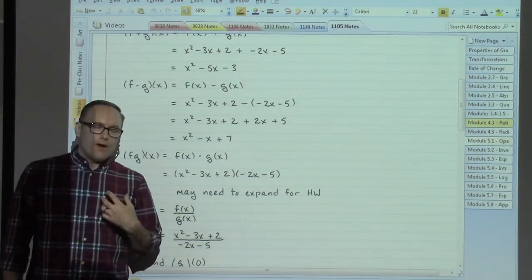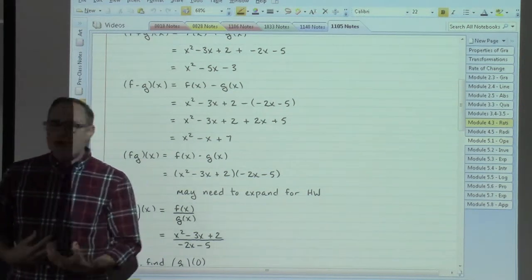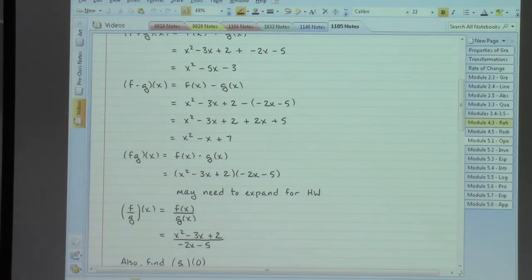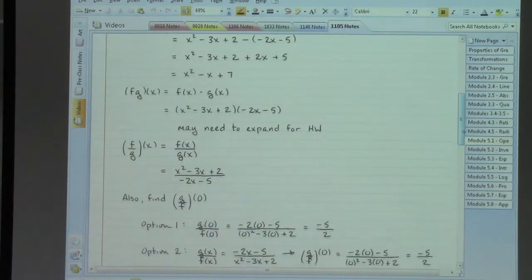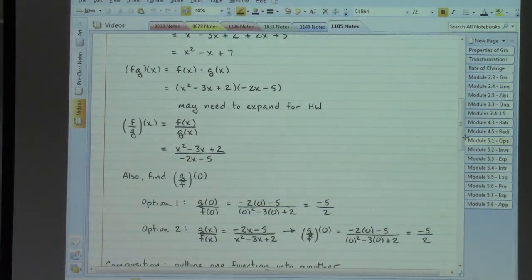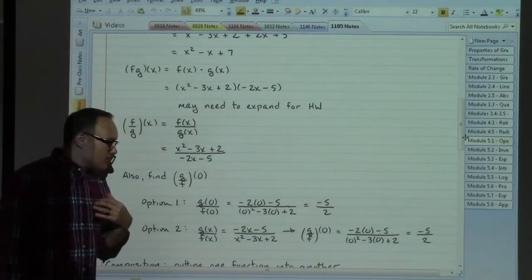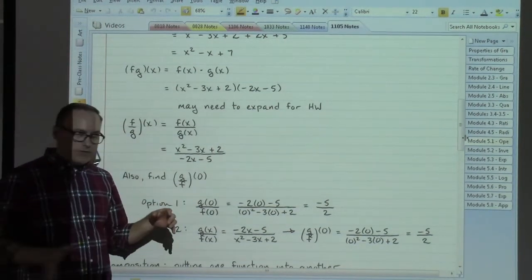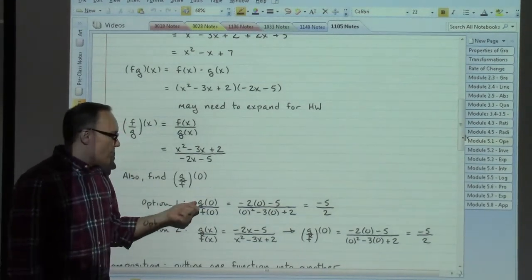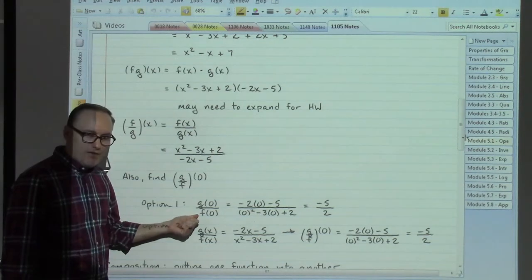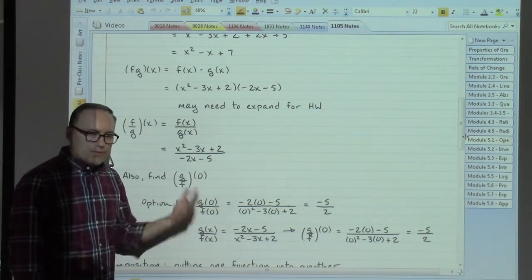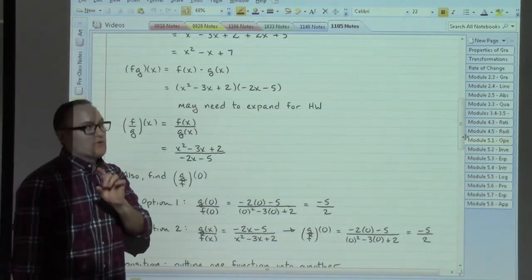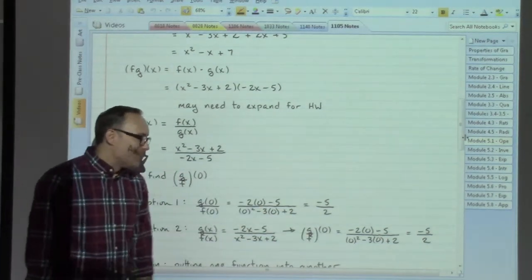Like we had done with our regular old functions, we can evaluate. So you see peeking up down here at the bottom, a little bit of g over f of 0 showing up. Because we're talking about plugging in a specific value for x, we have two options to do that. We can take each individual function and plug in 0 before we do any of the division business. So we can calculate g of 0, we can calculate f of 0, we can then take those two numbers, put the correct one on the top, put the correct one on the bottom.